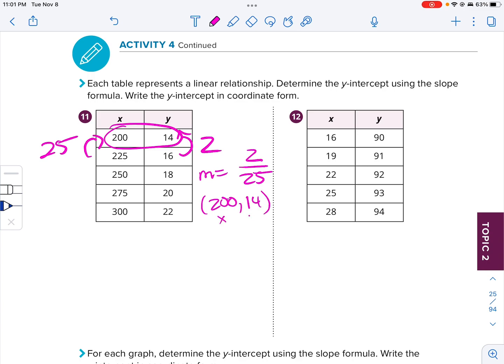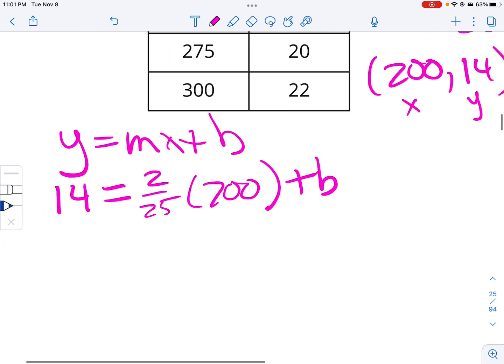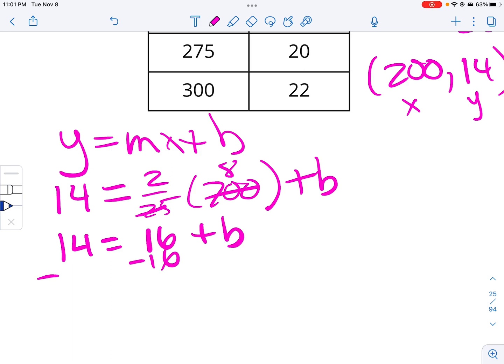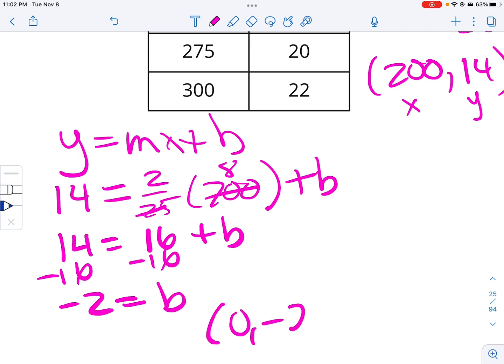So remember, this is my x, this is my y. Y equals mx plus b. So I take 14 equals my slope, 2 over 25, multiplied by 200 plus b. Okay, 25 goes into 200 8 times. So 14 equals 16 plus b. Subtract 16. Get negative 2 equals b. So 0, negative 2.